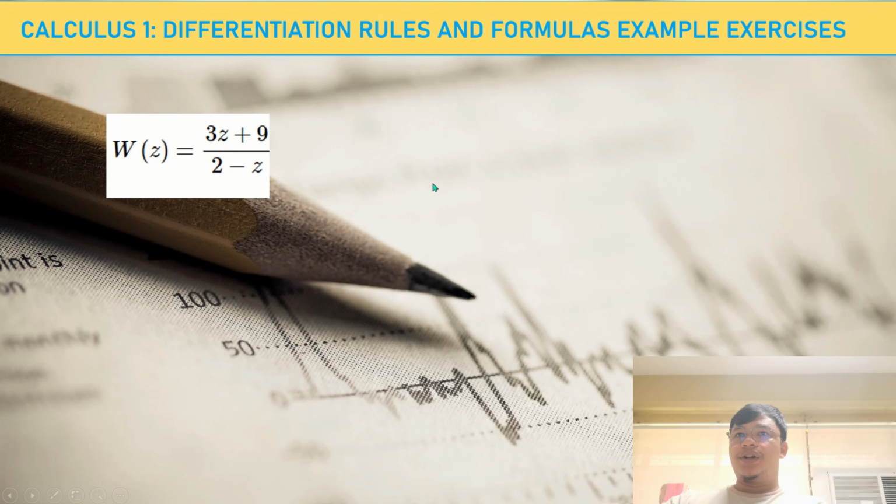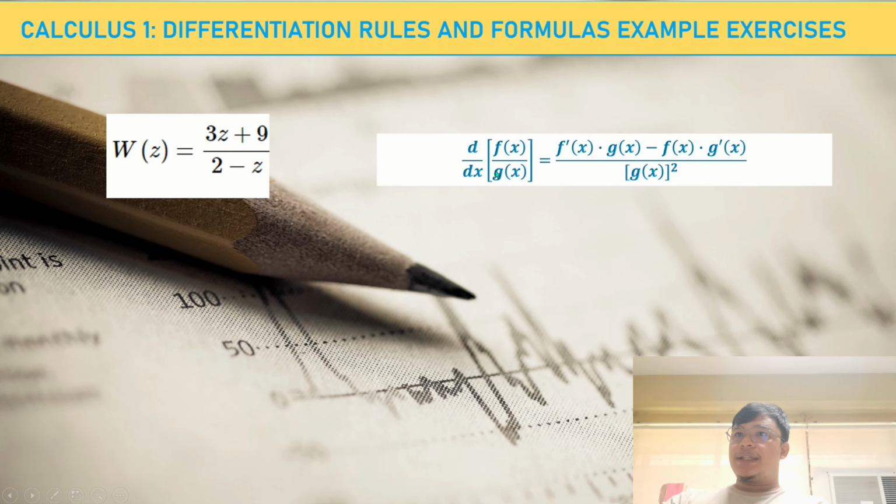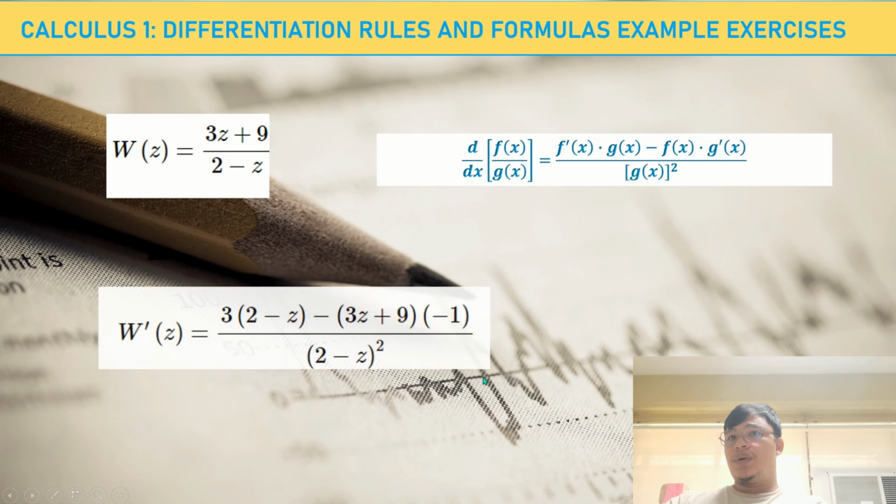So as you can see here, the quotient formula states that the derivative of the function f of x divided by the function g of x is equal to this expression. So let's say 3z plus 9 corresponds to the function f of x and 2 minus z is the function g of x. So using this formula, we will have this expression. Right? So the first derivative of the function f of x. So the derivative of 3z is simply 3. Derivative of 9 is 0. So therefore, the derivative of this function is simply 3. So we have this one, 3.